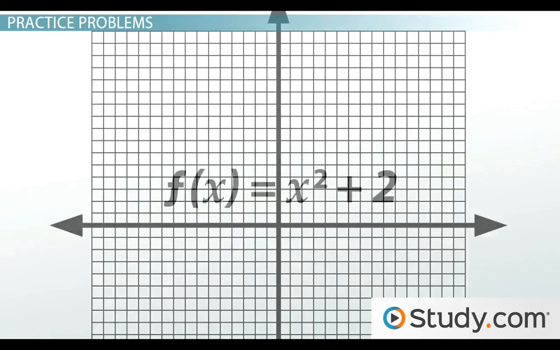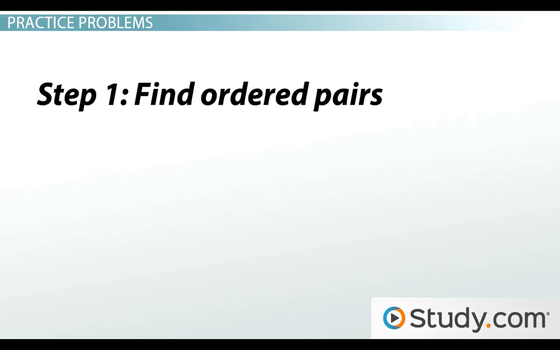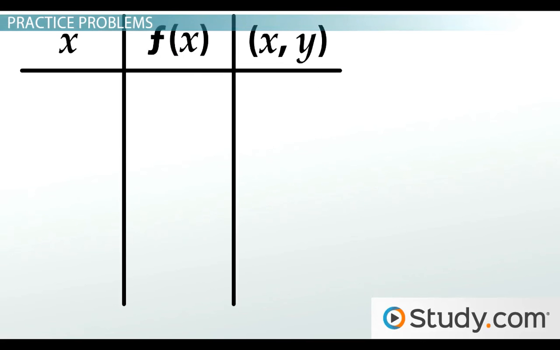Let's do a trickier one. F of x equals x squared plus 2. Okay, step 1, find ordered pairs. Since x is squared, let's make sure we use both positive and negative numbers. Let's use negative 4, negative 2, 2, and 4.